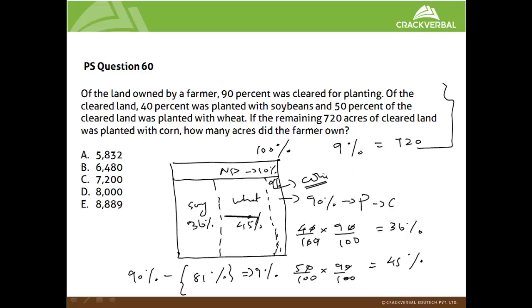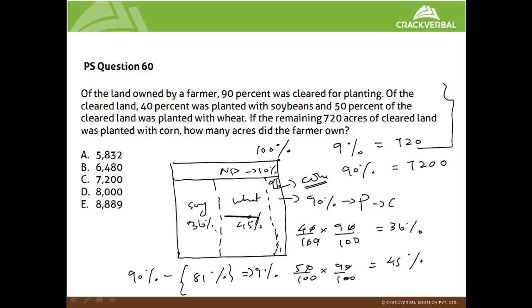How many acres did the farmer own? They are asking what is the total land the farmer owned. So 9% is 720. Then we can figure out what 90% is easily. So multiply both sides by 10. 9% is 720 means 90% will be 7,200. 7,200 would be the cleared land, the land which is for planting.